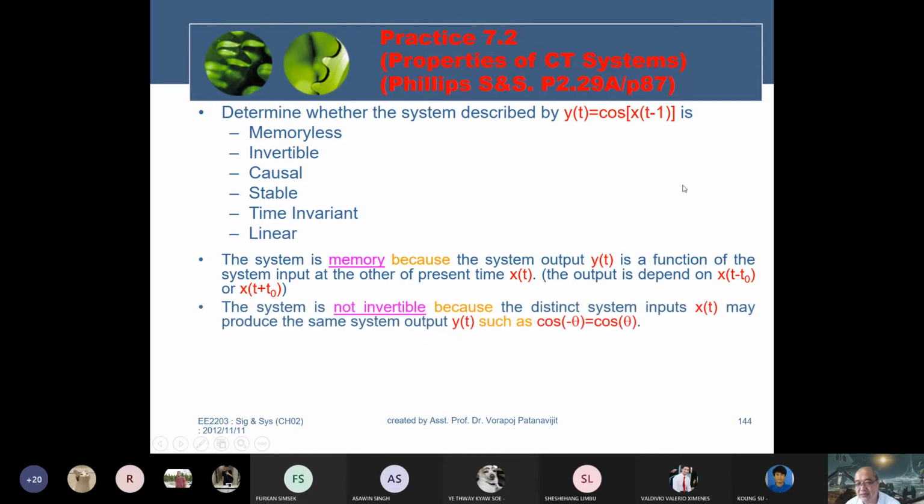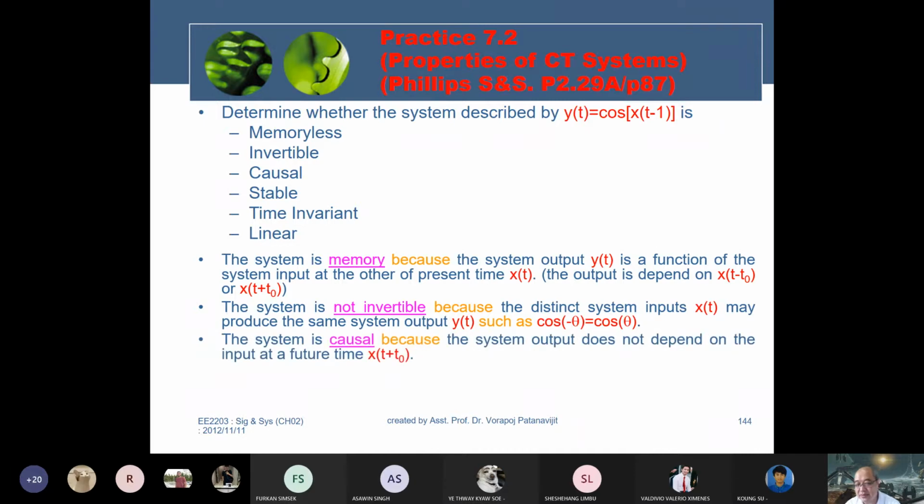The next one: the system is non-invertible, because distinct system inputs x(t) may produce the same system output y(t), such as cos of minus theta equals cos theta. Or cos 90 degrees, that is cos of pi divided by 2, equals 0. You know that cos is a periodic function, so the values it generates repeat, and for some output values there are several angles that meet that requirement. Therefore the system is non-invertible, because distinct system inputs x(t) may produce the same system output y(t), such as cos minus theta and cos theta.